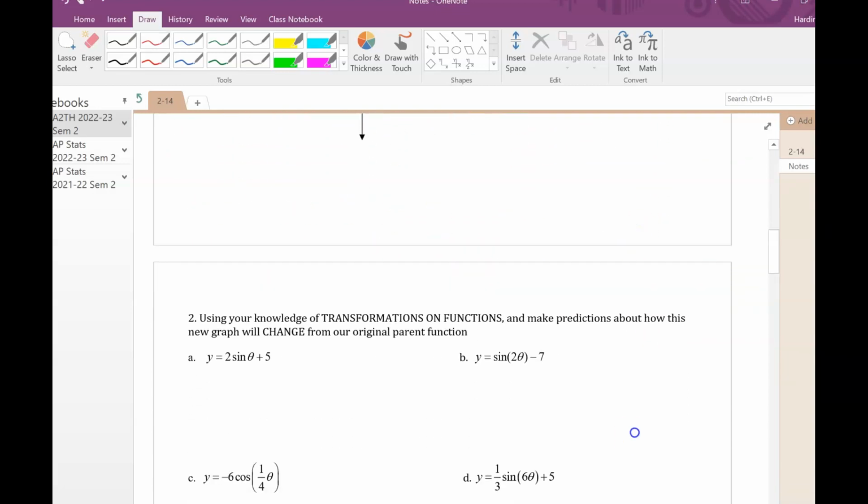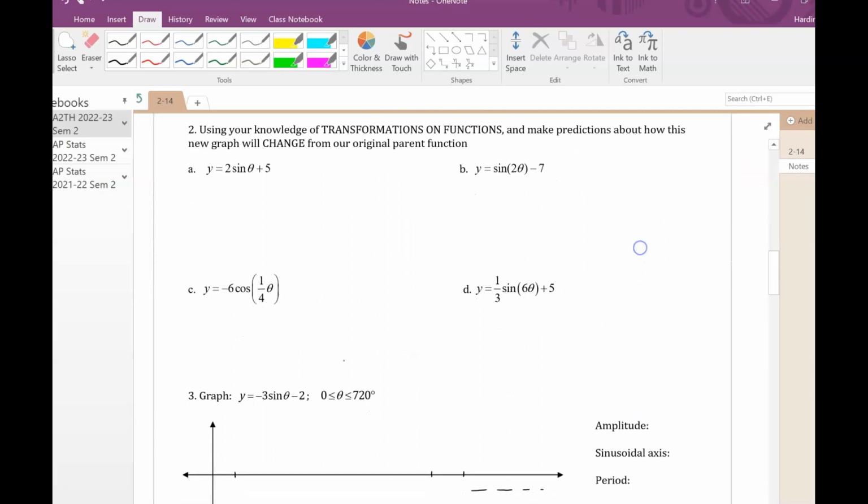All right, take a look at the next page. We're just going to go through and make predictions of how the graphs will change from the original parent function. So here we have another sine graph. The amplitude is affected by the vertical stretch, so that's now going to be 2.